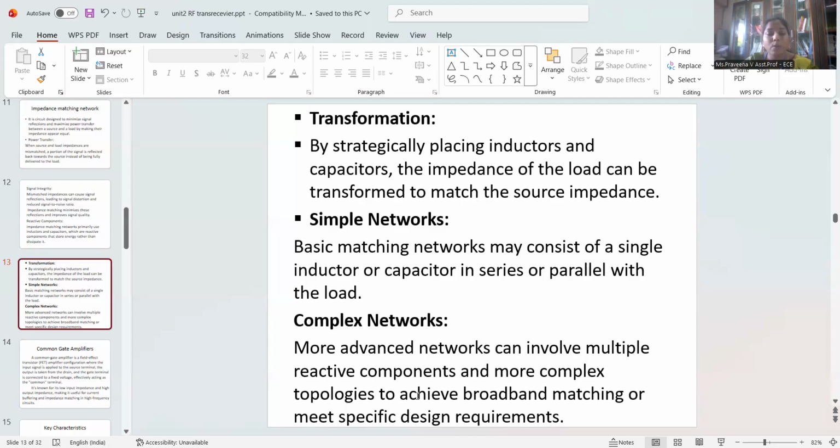So, complex matching network. A complex matching network is used for broadband application.